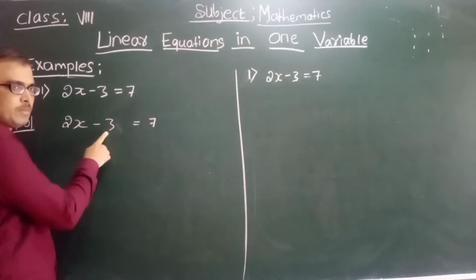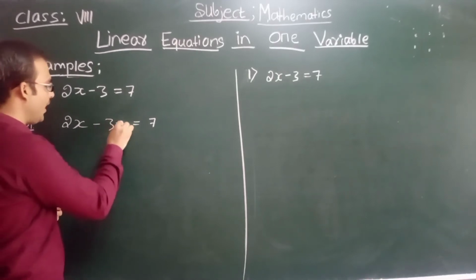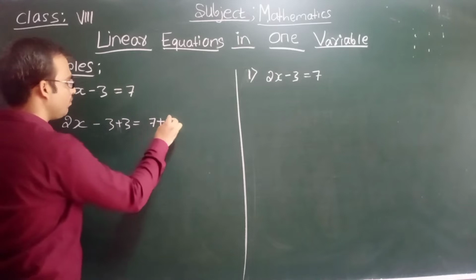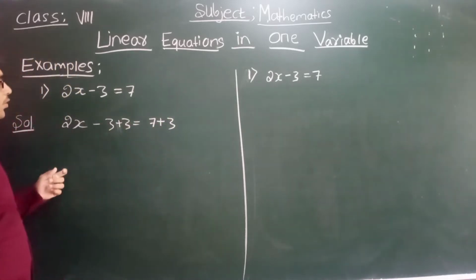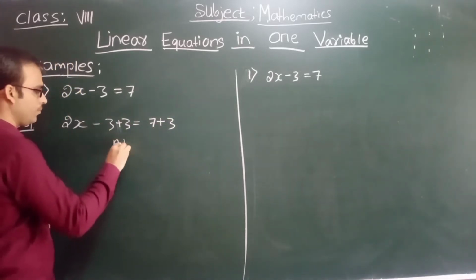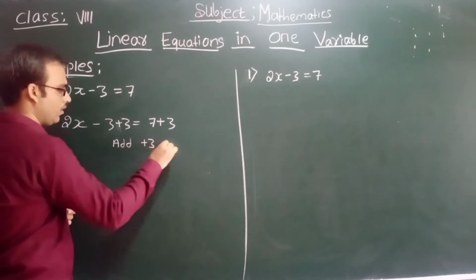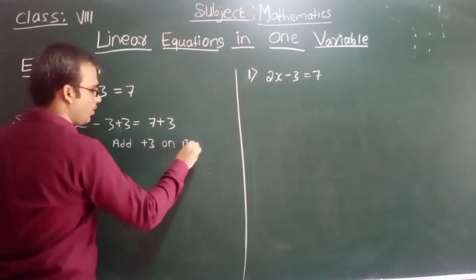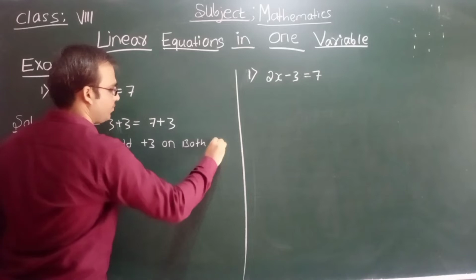So here minus 3 is there. What do you need to do? Add plus 3 on both sides. Okay, so we need to add plus 3 on both sides.